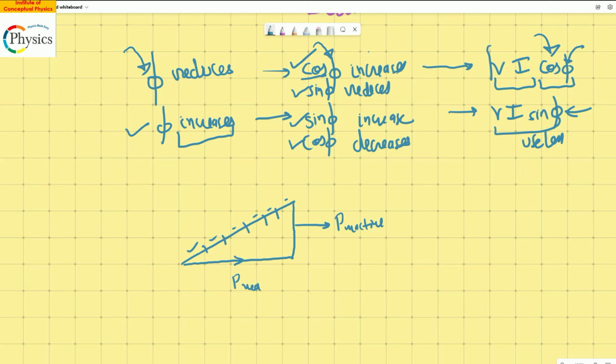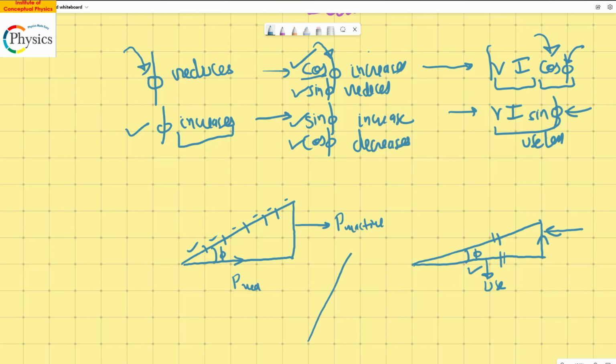Let me do one thing. Let me reduce the angle. What will happen? Can you see the base is increasing? The base is increasing and the perpendicular has gone down. So now the useless power is small and the useful power is larger, because of the base. And this is the angle being referred to, phi, right? Now let me do one thing. Let me keep the power the same but increase the angle.